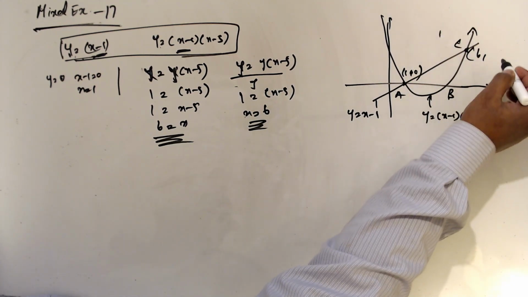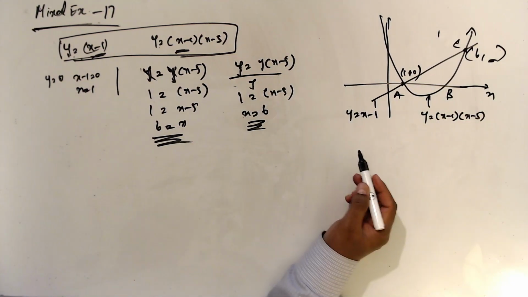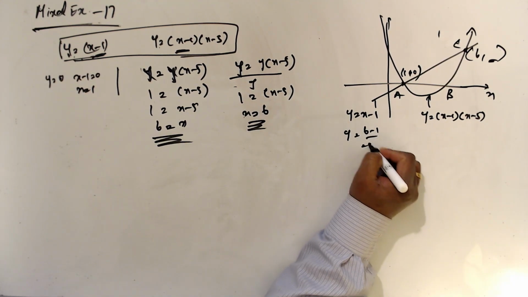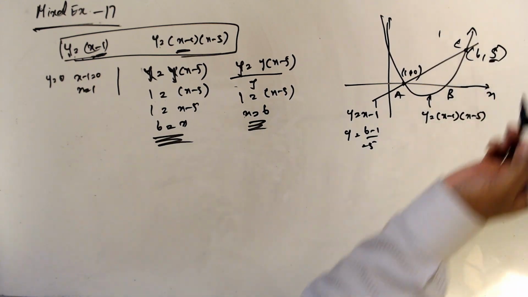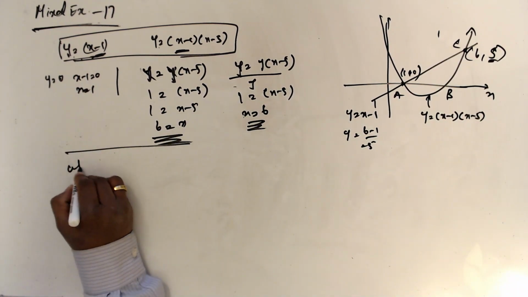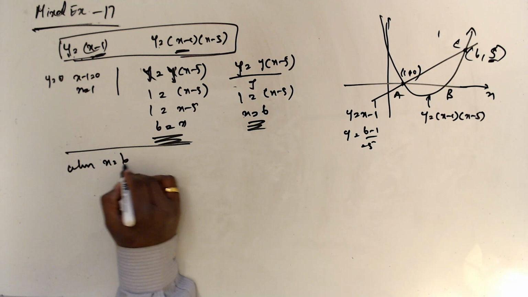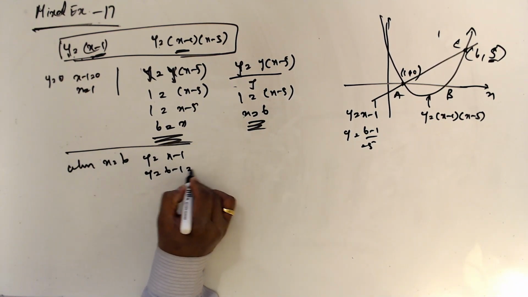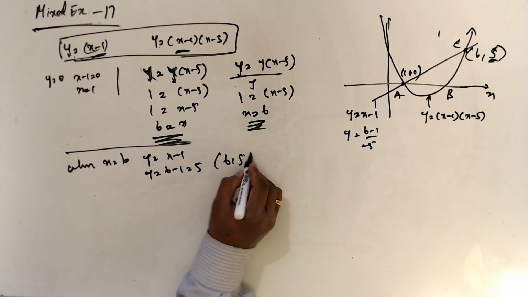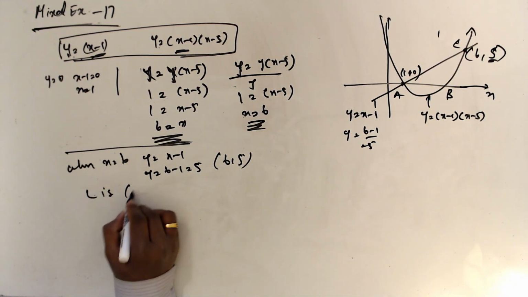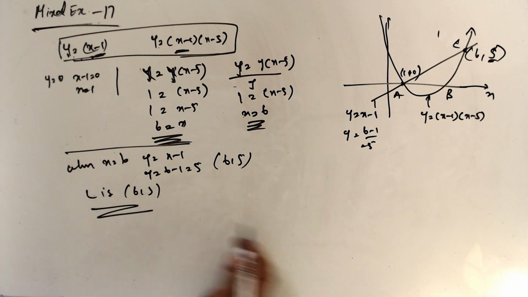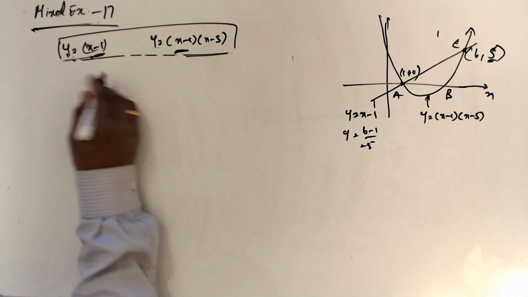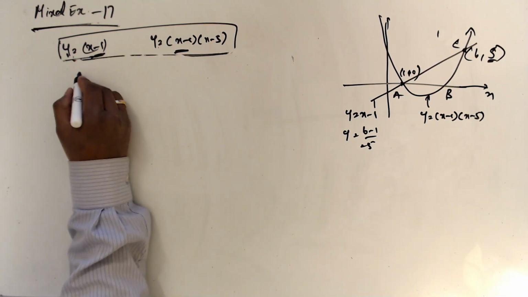So x equals 6. Now we need to find the y value. So y equal 6 minus 1 is 5. So this is going to be 5. When x equals 6, y equal x minus 1. y equals 6 minus 1 is 5. So C is 6, 5. If it is confusing, you can work simultaneously like this.